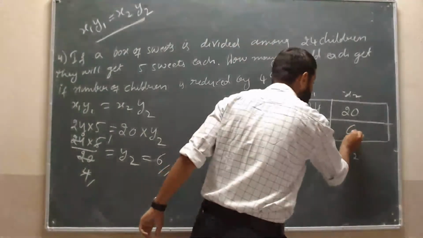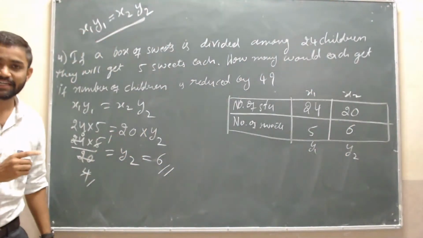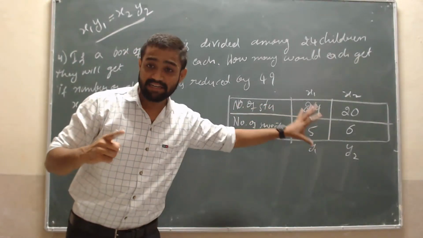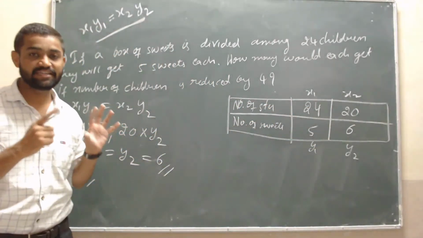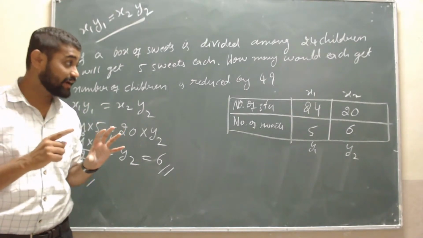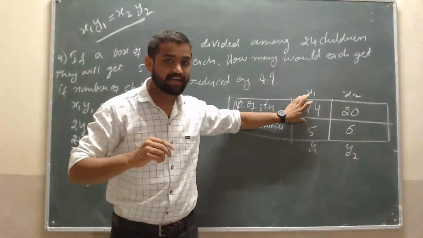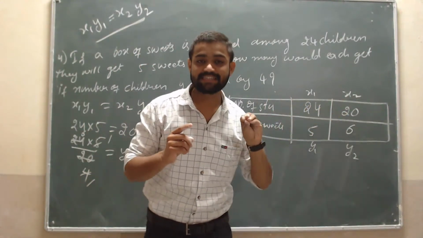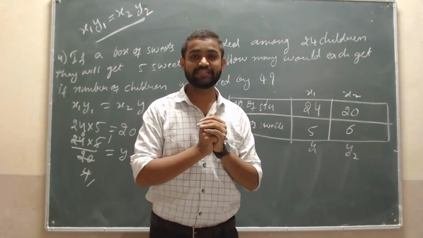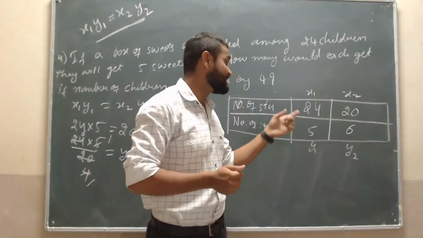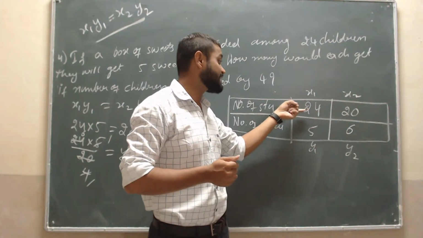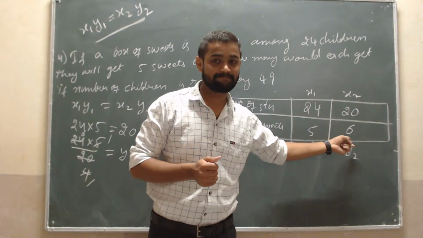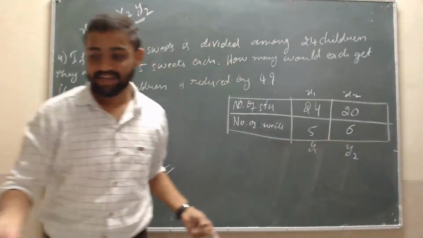How many sweets will each student get when the number of children is 20? Sir, they will get 6 sweets each. Okay, when there were 24 children, each got 5 sweets. If 20 children are there, then they will get 6 sweets each. Then concentrate again. Here the X value is decreasing and the Y value is increasing. Isn't it, children? Yes, very good.